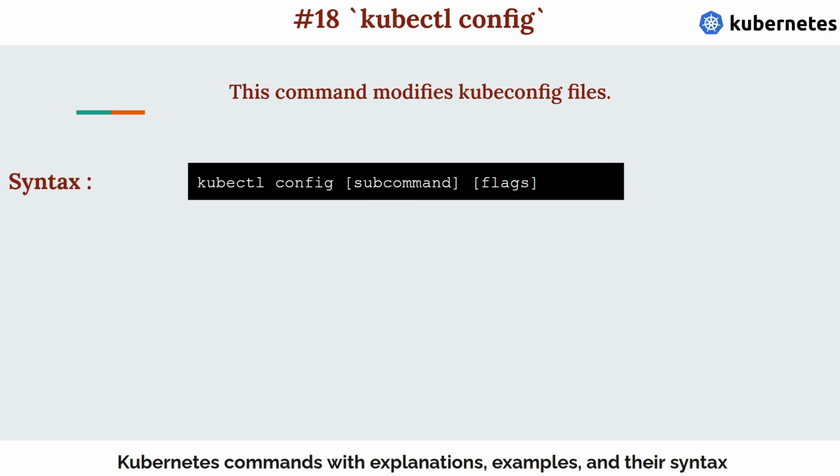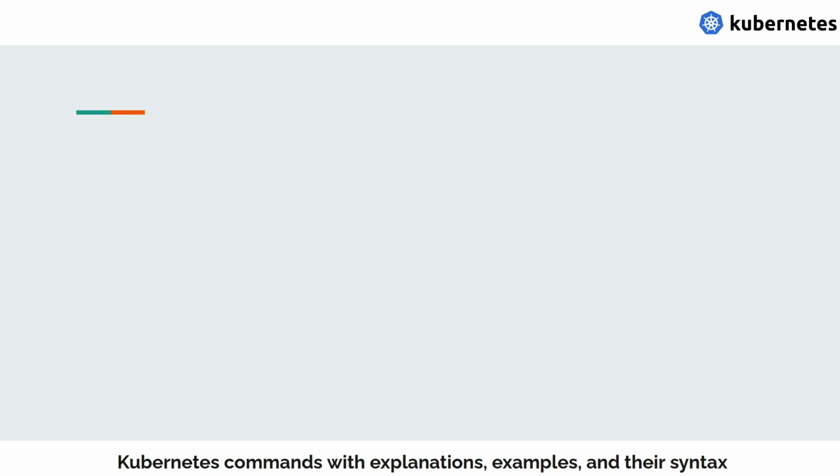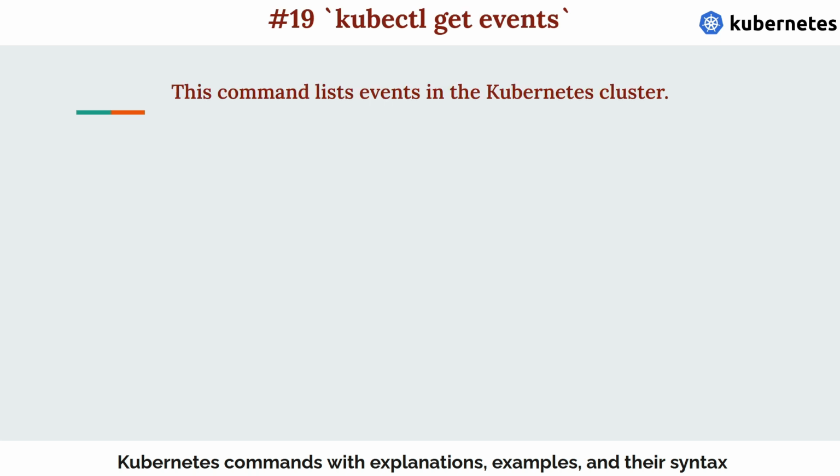Let's see the syntax. The usage of the kubectl config command starts with the kubectl config keyword, then subcommand and flags. This command lists all contexts in your kubeconfig file. Next command is kubectl get events. This command lists events in the Kubernetes cluster.